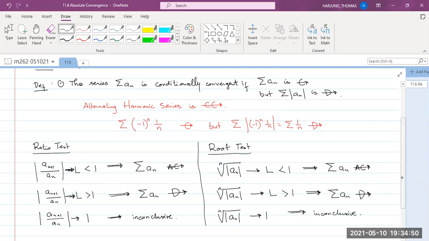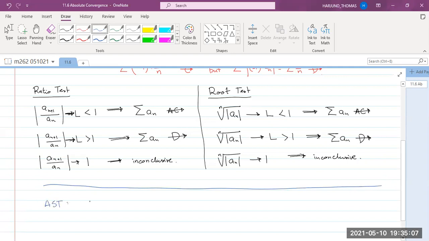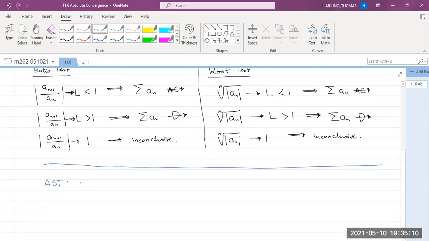Okay, now let's look back at what we had so far, because in section 10.7, we need all these tests. But you should not get confused. We have the alternating series test, which says that if A sub n is decreasing eventually to 0, then the alternating series is convergent. Right? That's the alternating series test.